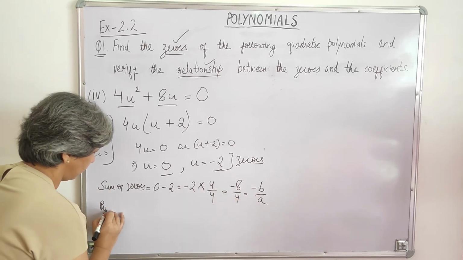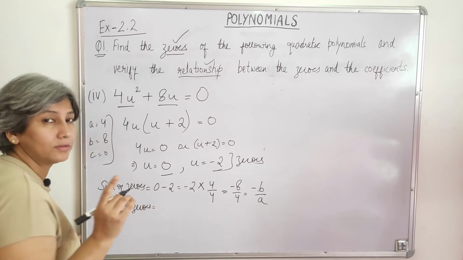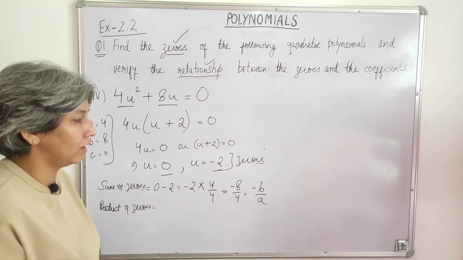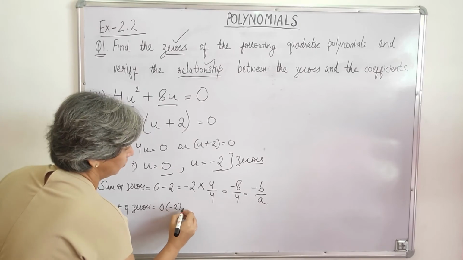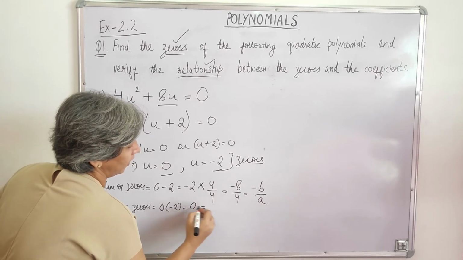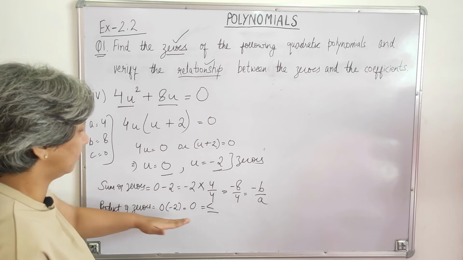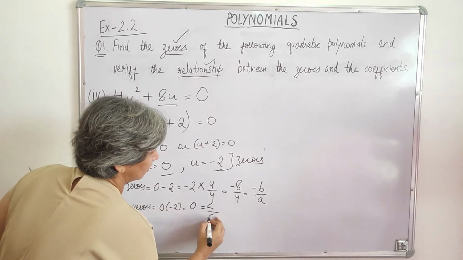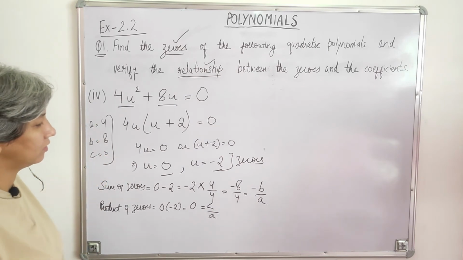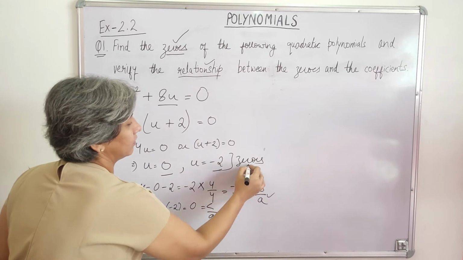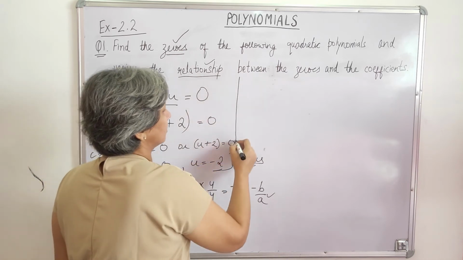Same will do for the product of zeros. We know the formula is C by A, so we have to reach C by A, and then my relationship will be verified. So 0 into minus 2 is nothing but 0, and my C is again 0. Whatever A is, it doesn't matter, it will come to 0 only, so it is C by A, right? So here's my relationship verified. I have my zeros, so part 4 is done. Let's do the 5th question.